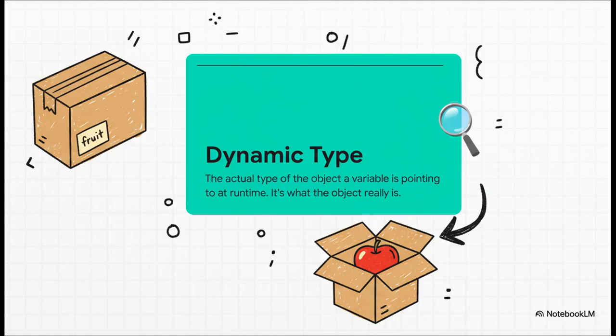And then we have its partner in crime, the dynamic type. This is what the variable actually is when the program is running. You can think of it this way. The static type might be the label on the box, but the dynamic type is what's actually inside the box, and that difference is everything.